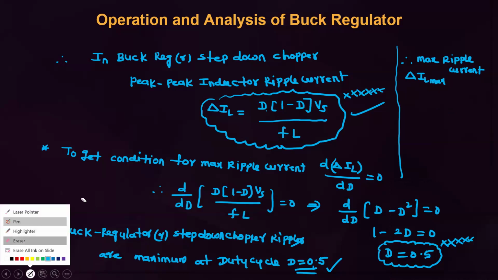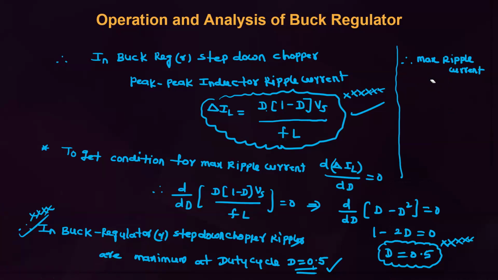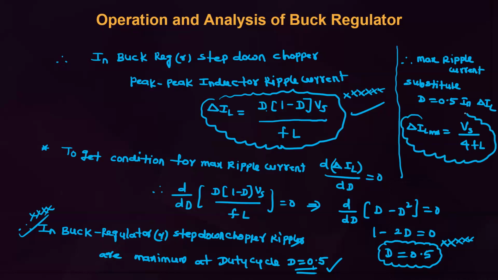If you have any doubt, how to get the maximum ripple current? To get maximum ripple current, substitute D equal to 0.5 in delta I. Then what is the delta I L max you can get? This delta I L max equal to Vs by 4FL. That is the maximum ripple current. This formula is also important.